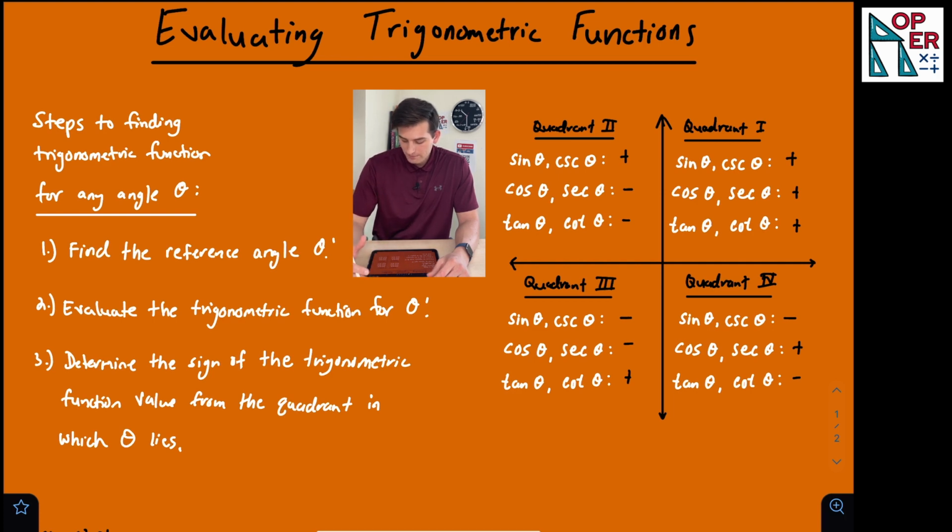For quadrant one, everything's positive. For quadrant two, sine and cosecant would be positive, but cosine, secant, tangent, and cotangent will be negative. Quadrant three, sine, cosecant, cosine, and secant will be negative, but cotangent and tangent will be positive. And then quadrant four, sine and cosecant are negative, tangent and cotangent are negative, but cosine and secant would be positive, okay?